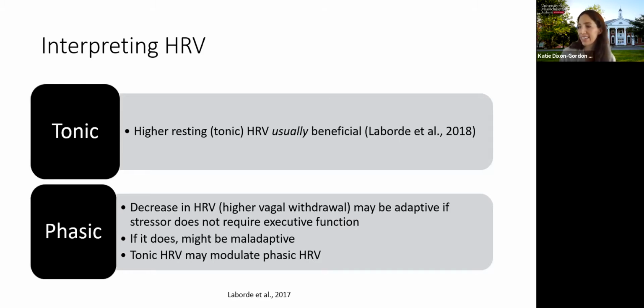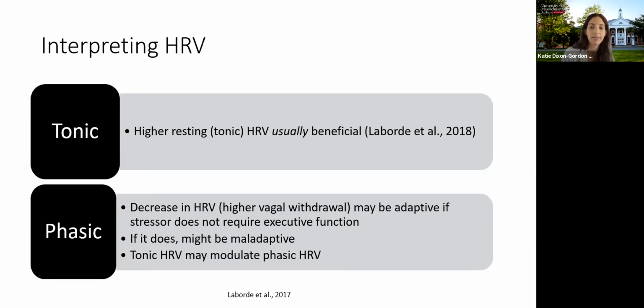So again, we talked a little bit about tonic or resting HRV. Higher is usually considered beneficial. But those phasic shifts require a little more interpretation and consideration of the paradigm. A higher level of vagal withdrawal, or a decrease in HRV, may be adaptive if we want the individual facing a stressor to be able to sit with the emotion, to notice that emotion. It demonstrates the individual's ability to provide the organism with necessary energy to face the stressor.